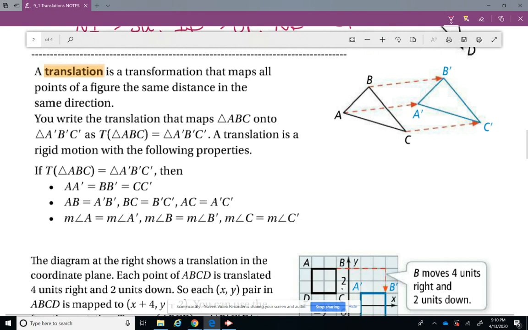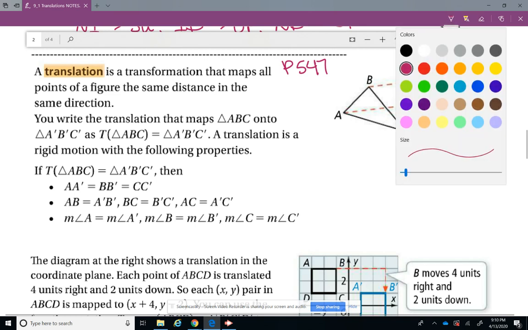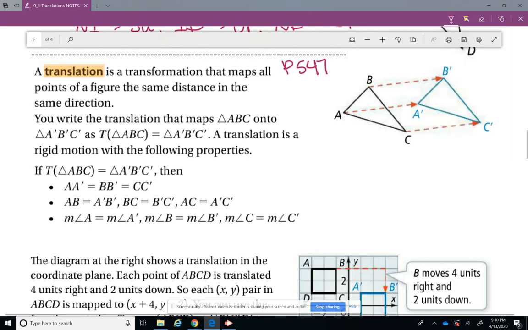Go ahead, if you have your textbook open, turn to the next page. It's page 547 if you want to know where we're at in the textbook. They have this big box up at the top in the textbook, so I just copied and pasted it here. We're just going to go over this. I'll highlight in pink: a translation is a transformation that maps all of the points of a figure the same distance and in the same direction.